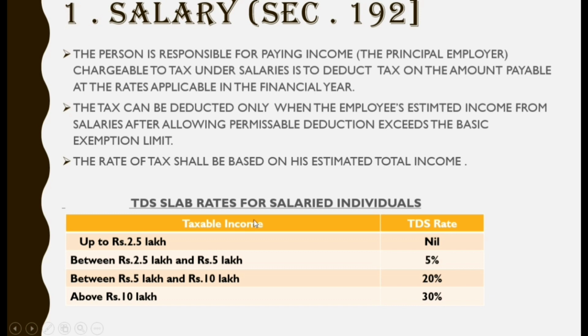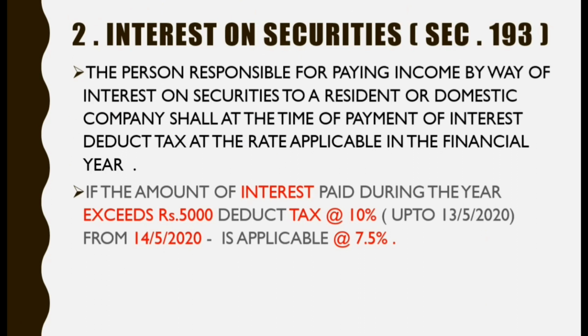The exemption limit chart is given here. Up to 2.5 lakh, there is no TDS; it is fully exempted. From 2.5 lakh to 5 lakh, the TDS rate is 5%. Between 5 lakh and 10 lakh, the TDS percentage is 20%. Above 10 lakh, it's 30%. Okay, come to the next point, interest on securities.